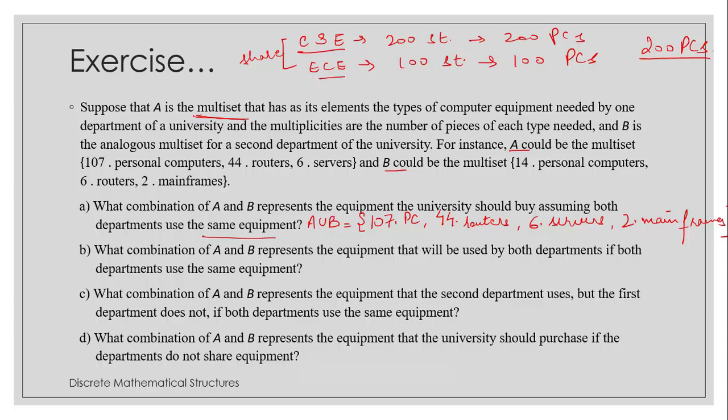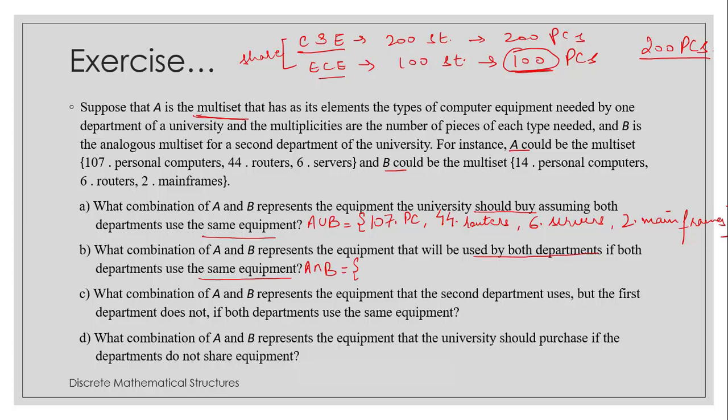Then second is, what combination of A and B represents the equipment that will be used by both departments if both departments use the same equipment? Now here the question was, what combination should the university buy? And here the question is, what combination represents equipment that will be used by both departments? So out of these 200 PCs, the number of PCs that are used by both of them is 100. ECE is using 100, CSE is using 200. So the number of PCs that both of them are using is 100. So that means we have to find A intersection B here.